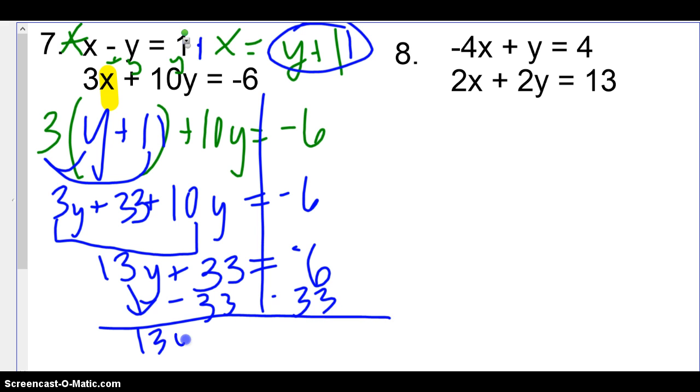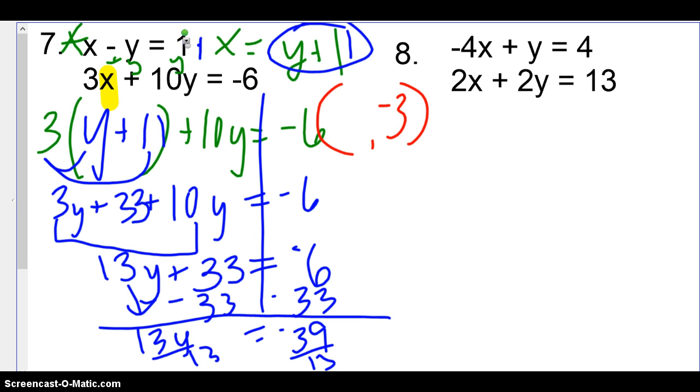Minus 33, minus 33. All right, 13y equals negative 39. Okay, divide by 13, divided by 13. So if I go back up here, my y equals negative 3.